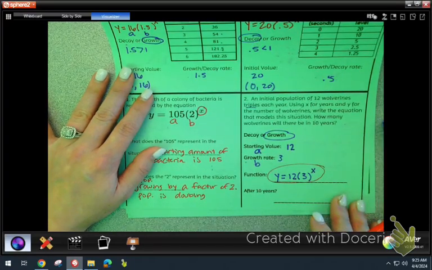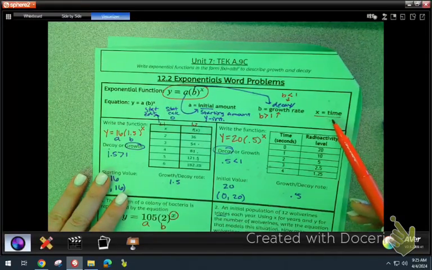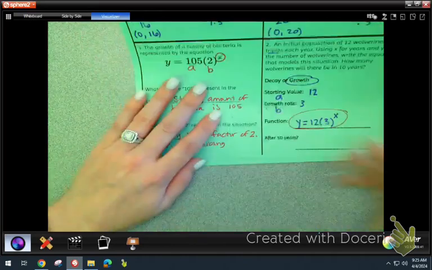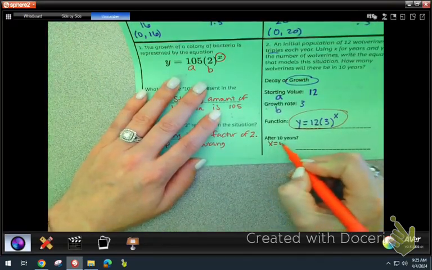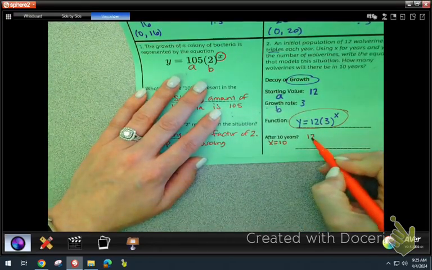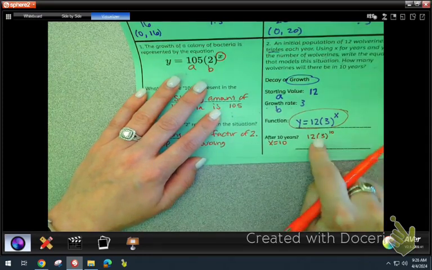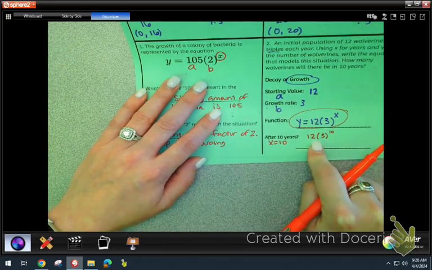What about after 10 years? Well, what does x typically represent? Look at the top. Time. So when we have a specific time, we are going to plug that number in for x. So we're going to type in our calculator 12, parentheses, 3 to the 10th power. Write it down like I just did. This is how you show me your work.